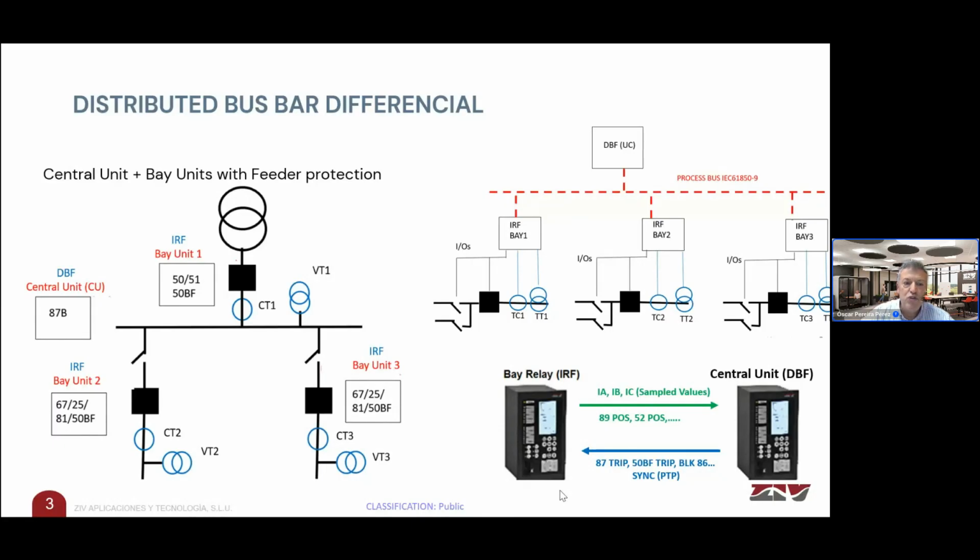So, as I told you, this is a distributed arrangement. All the bay units are installed as close as possible to the CTs, to each CT in each bay, as shown in the picture. And an additional advantage, apart from this short distance between the CT and the bay unit, is that this bay unit intended for the Busbar differential protection may also include the rest of the protection functions that are typical in a bay unit, for example, in a feeder or in a transformer.